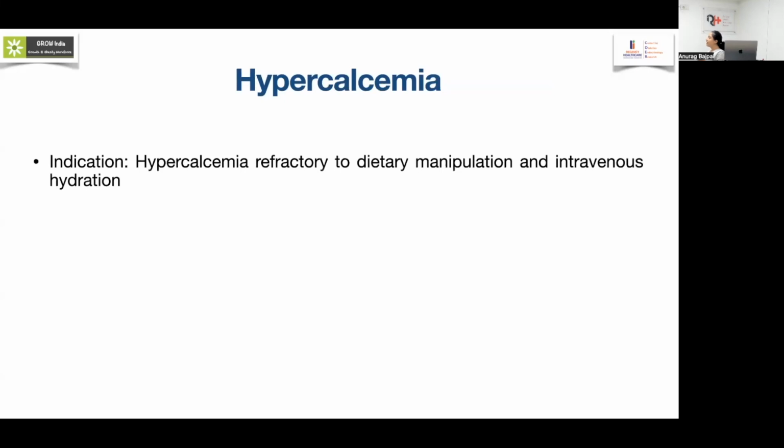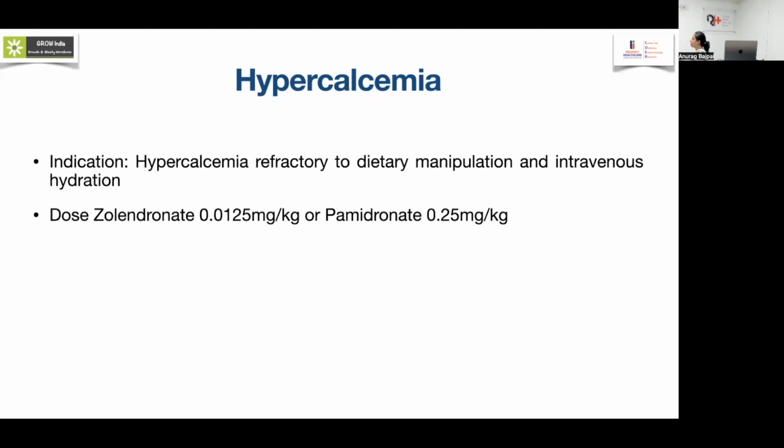Hypercalcemia is an acute indication for which bisphosphonates may be used. So hypercalcemia that is refractory to dietary manipulation and intravenous hydration is where you will use them. The dose is 0.0125 milligrams per kg of zoledronate or 0.25 milligrams per kg of pamidronate, and you wait for 48 hours before repeating the dose.